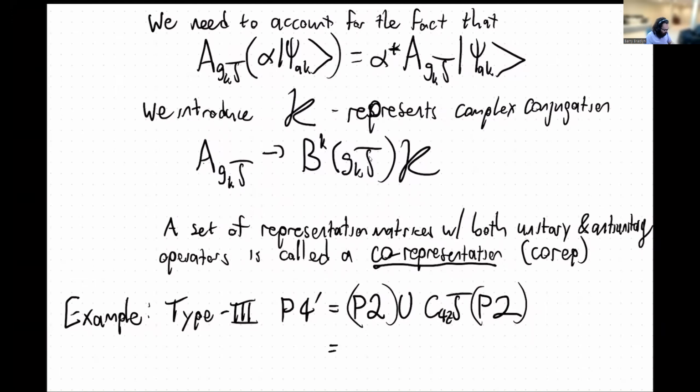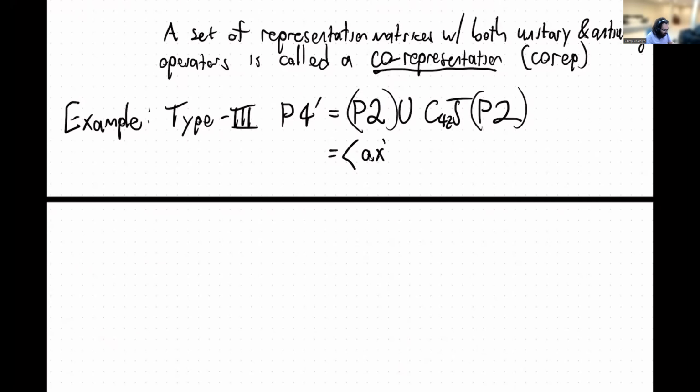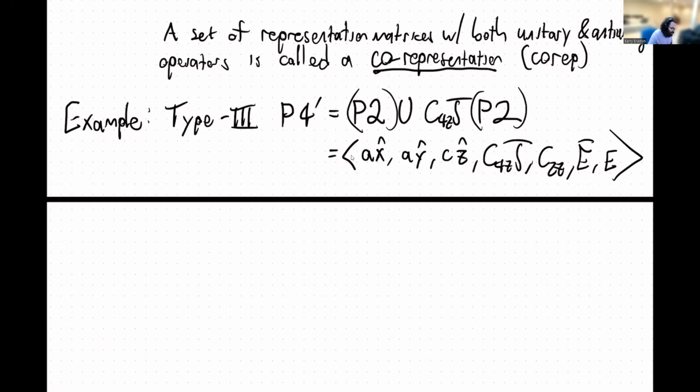And if we want to write out the generators of this group explicitly, we have translation by lattice constant A in the x direction, translation by lattice constant A in the y direction, translation in the z direction, our operation C4Z times time reversal, C2Z, which is the twofold rotation we get when we square this, and then our 2 pi rotation E bar and our identity rotation E.